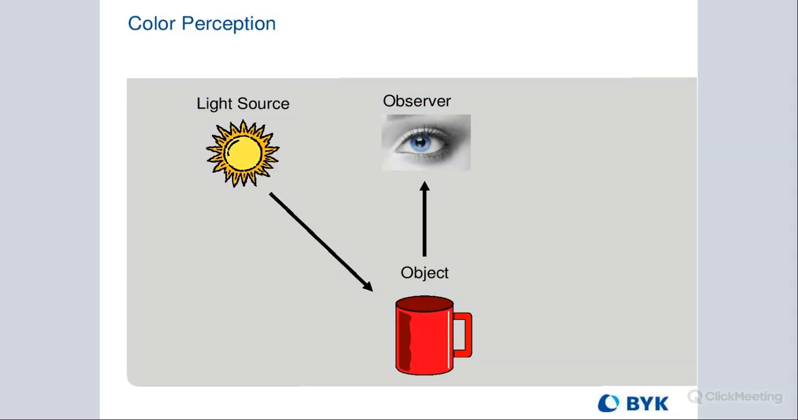So we'll start with the basic principles. Whenever you're viewing color or measuring color, whether it's with an instrument or with your eyes, you need three important components. The first one being a light source, the second one being an object, and the third one being an observer. Without one of these, you cannot see or view color.